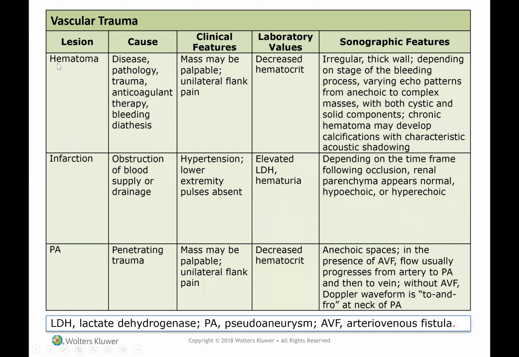So for vascular trauma, these are the kind of things: a hematoma, infarction, pseudoaneurysm. Maybe just know what causes each one of these. Sonographic features are very variable on the hematoma, but you're probably going to get a regular thick wall. So I would just study maybe lesions and sonographic features.